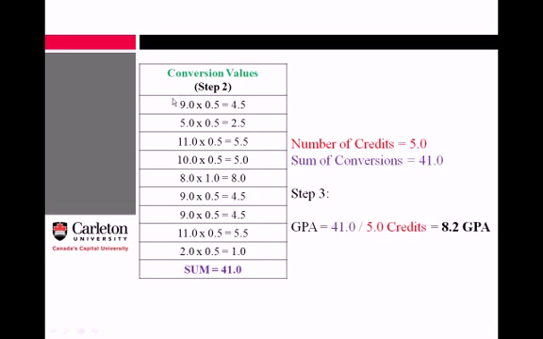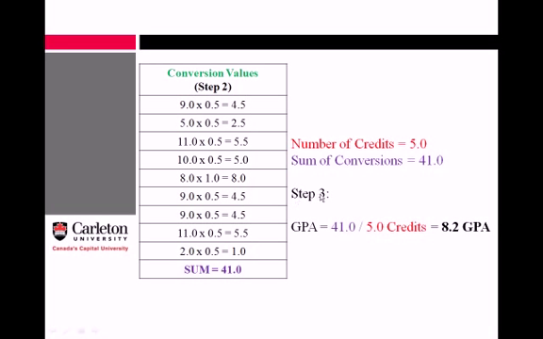But yeah, so these are just your conversion values again. So 9.0 times 0.5 equals 4.5. 5.0 times 0.5, 2.5. And you do this for every course. And you add all of these numbers up. You add up all the conversion values to get a sum of 41.0.